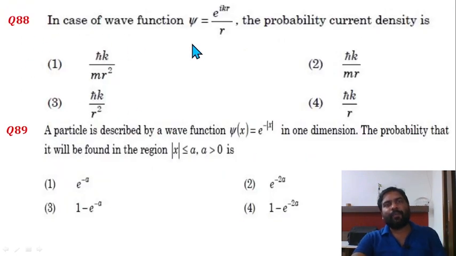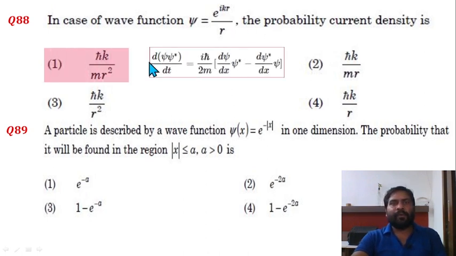Question 88. In the case of wave function psi equals e raised to power ikr divided by r, the probability current density is? The probability current density formula is written here. Just calculate, and option 1 is correct: h cut k divided by m r square.